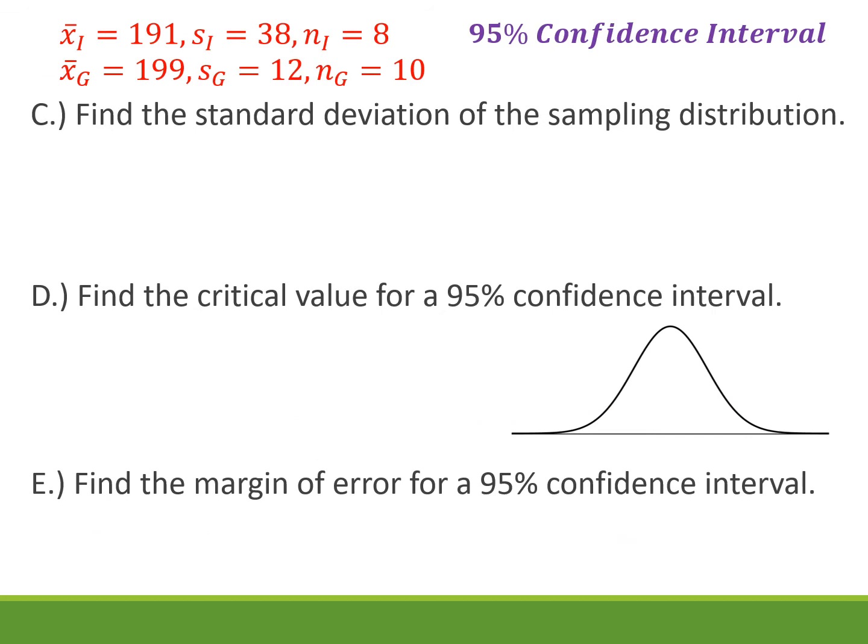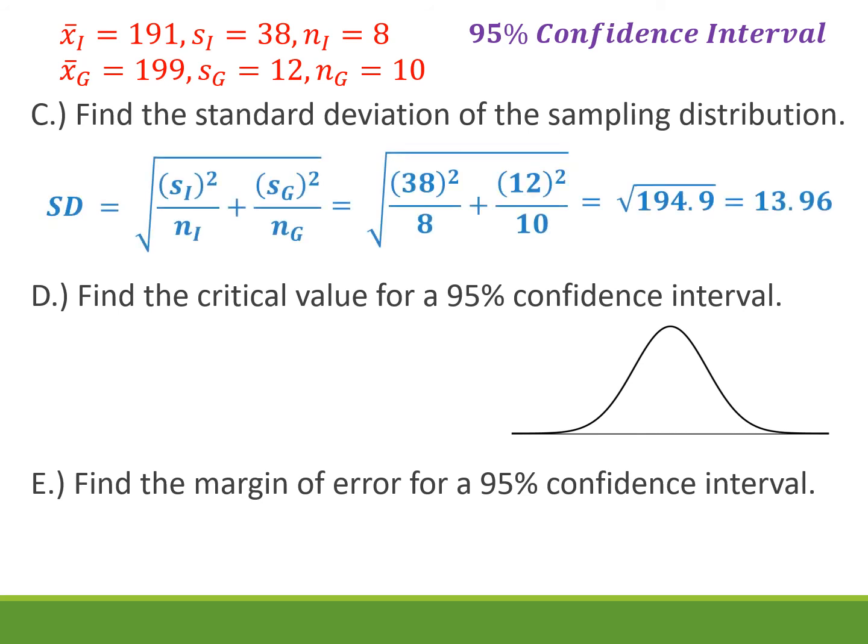Next step, find the standard deviation. Now recall from the last section when we were dealing with proportion problems that had 2 samples, we had to change the way we found our standard deviation, whether we were working on a hypothesis test or a confidence interval. That's not the case with mean problems when we have quantitative data. We find the standard deviation the same way regardless of what type of problem we're doing. So it's s squared over n for the first sample, add the same thing for the second sample, square root that sum. We get that same 13.96.